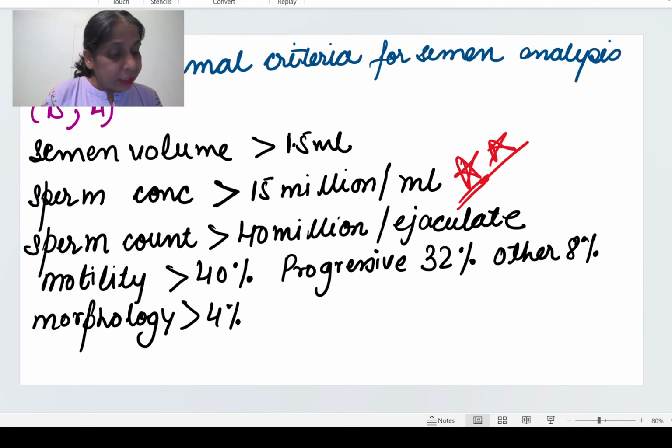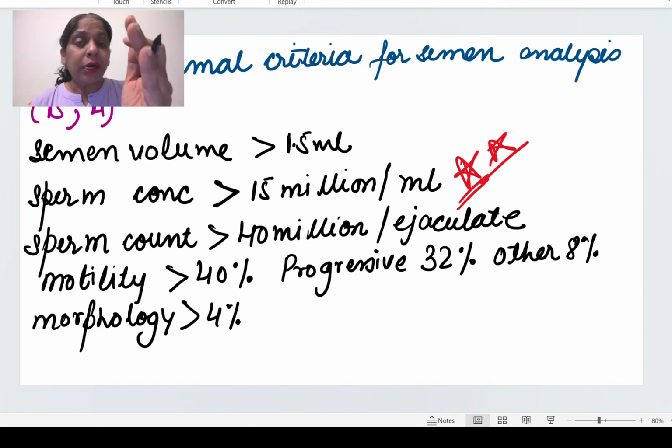Again I'm telling you, because these are things we do clinically. Now motility is whether the sperm is able to swim and go into the fallopian tube or not. That is what motility is. Out of all the sperms, 40% should be motile.